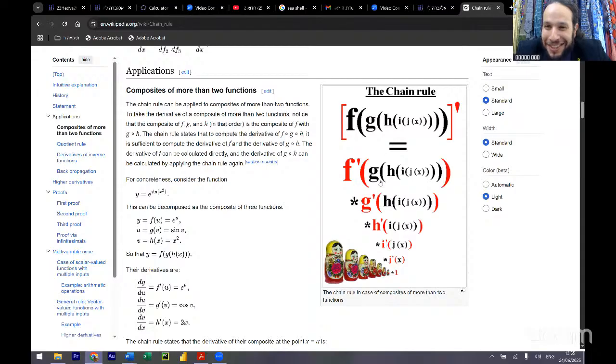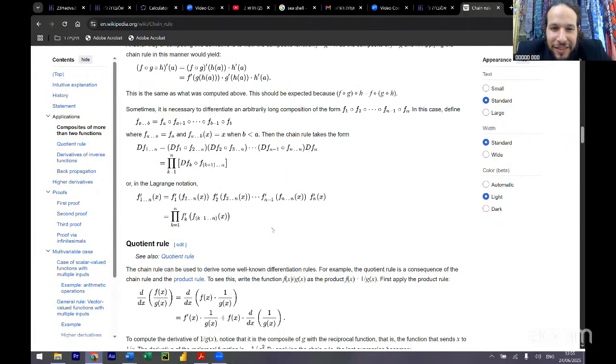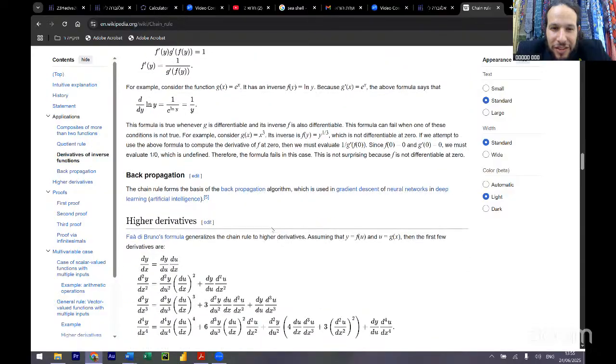That is so stupid. Can't believe it's in Wikipedia. Just a second.